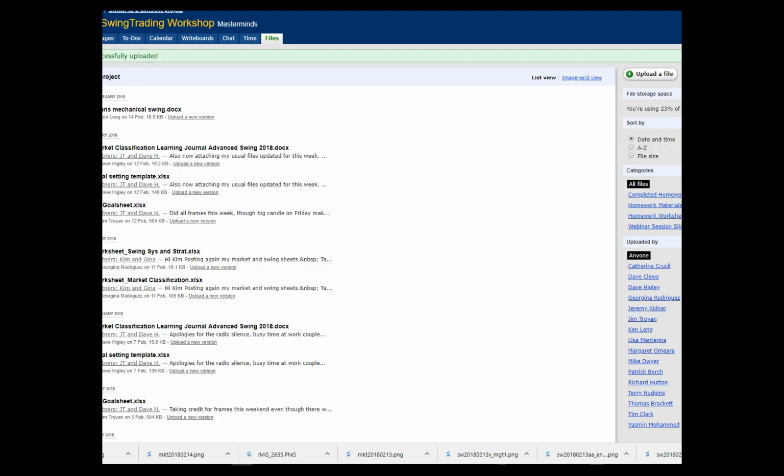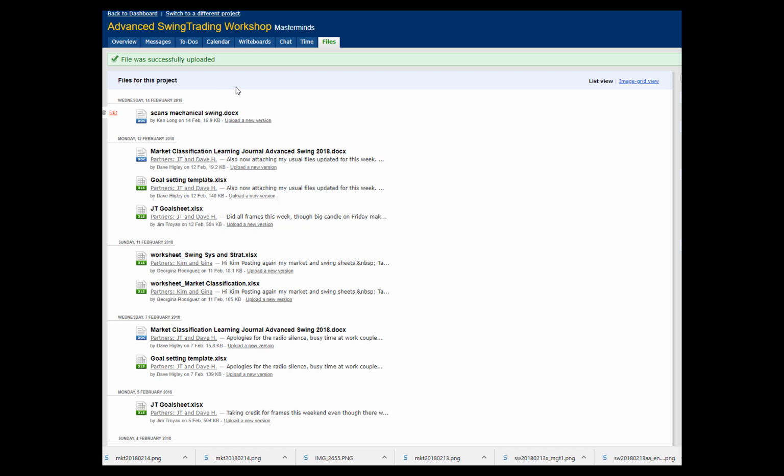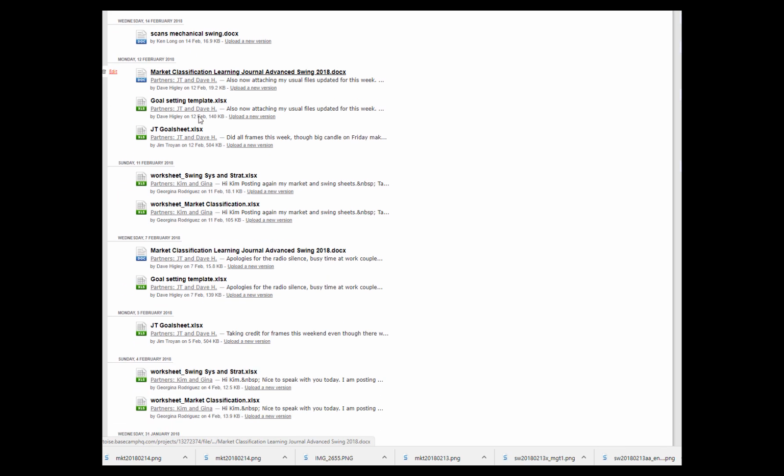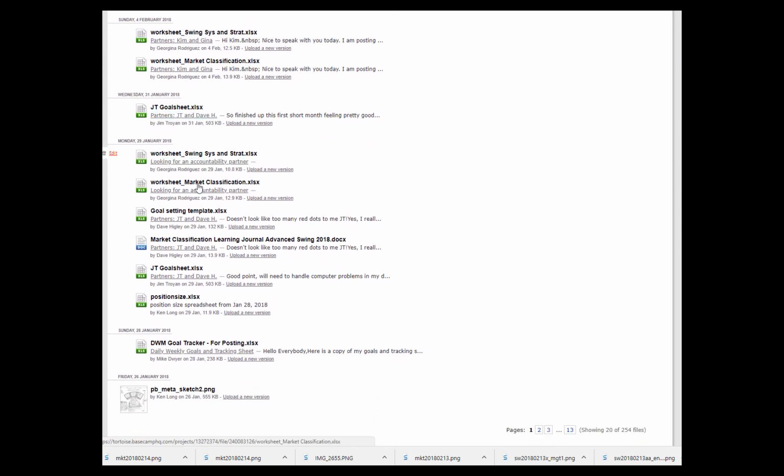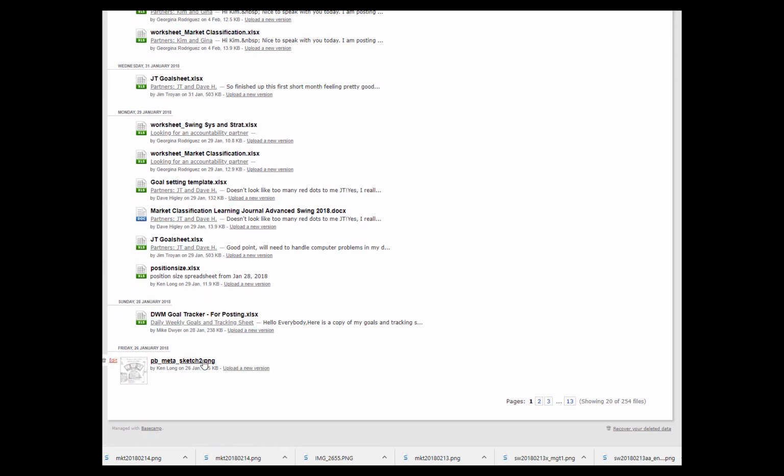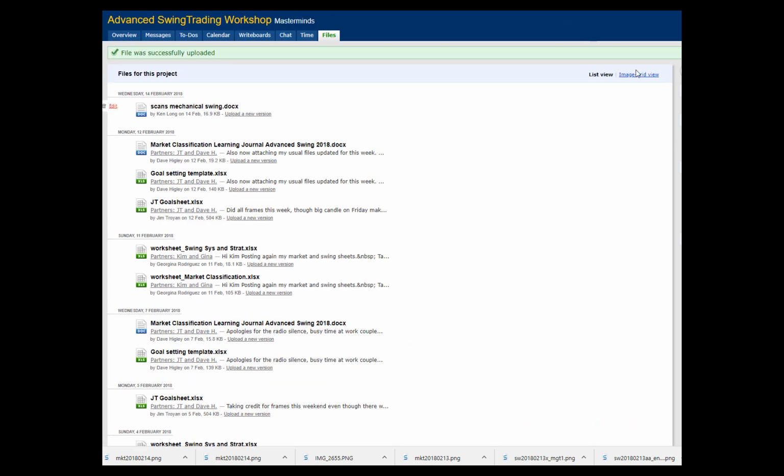Work continuing apace in the advanced swing workshop. The accountability partners are working through their respective goal setting templates and in their collaborative learning. We summarize some mechanical swings for them. Lots of good work inside the advanced swing workshop.